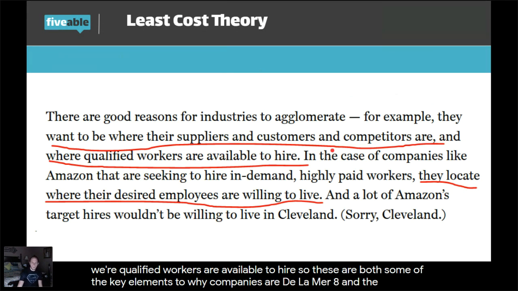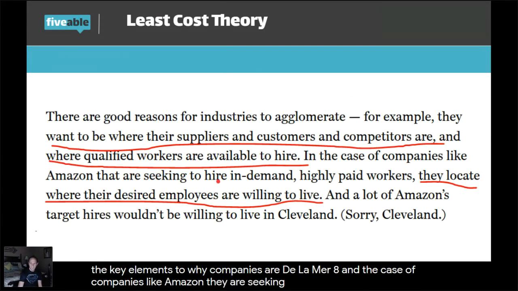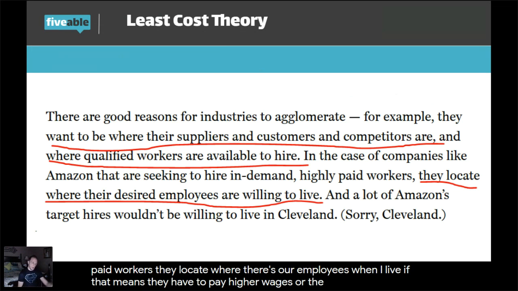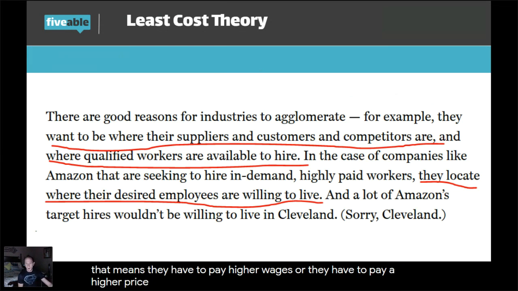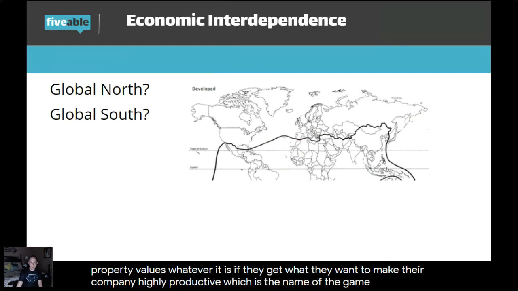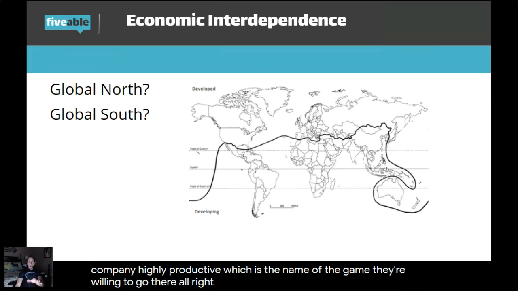In the case of companies like Amazon, they are seeking to hire in-demand, highly paid workers. They locate where their desired employees want to live. If that means they have to pay higher wages or higher property values, whatever it is, if they get what they want to make their company highly productive, which is the name of the game, they're willing to go there. All right.